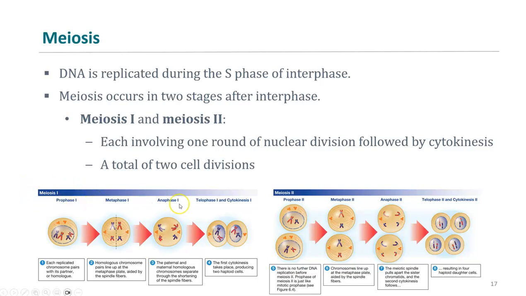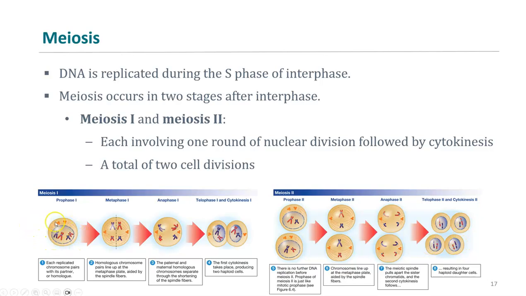So meiosis 1 consists of the same phases as mitosis. We've got prophase, metaphase, anaphase, and telophase. Telophase is followed by cytokinesis, where we divide up the cell into 2 daughter cells. Then we go through meiosis 2. We go through the same phases of prophase, metaphase, anaphase, telophase, and then we go through cytokinesis to divide our 2 cells into 2 more cells, so we end up with 4 daughter cells.